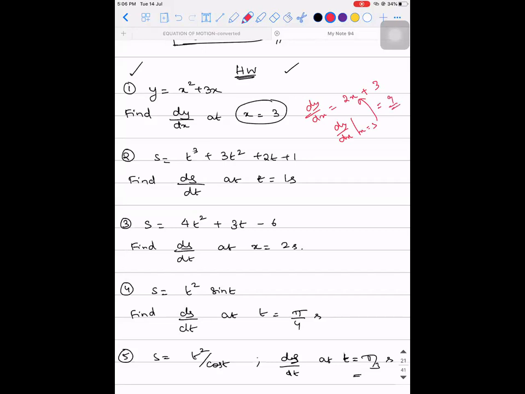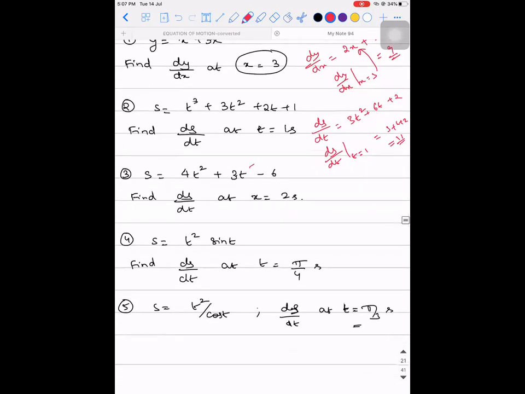That's right. So what is the answer for the next one? S is equal to t cube plus 3t square plus 2t plus 1. So ds by dt is equal to 3t square plus 6t plus 2. So ds by dt at t is equal to 1 will be equal to 3 plus 6 plus 2, that is 11. That's right.